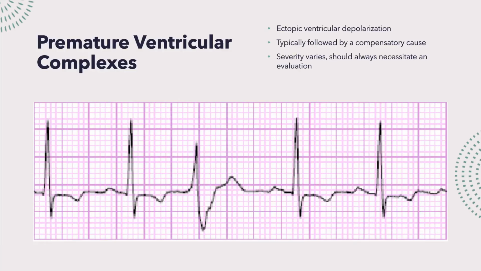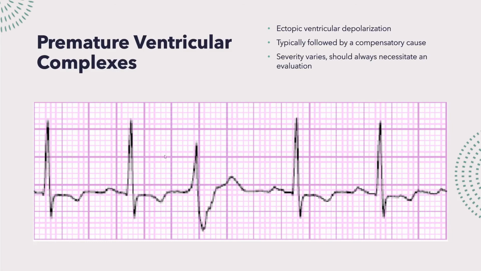A PVC is, like a PAC, an ectopic depolarization. So some other portion of the heart depolarizes and causes the ventricles to contract. So here we go, normal. Well, actually, this isn't technically normal, but normal QRS, T, P, QRS, T, no P wave, just a big QRS, really weird looking, and then it starts over.